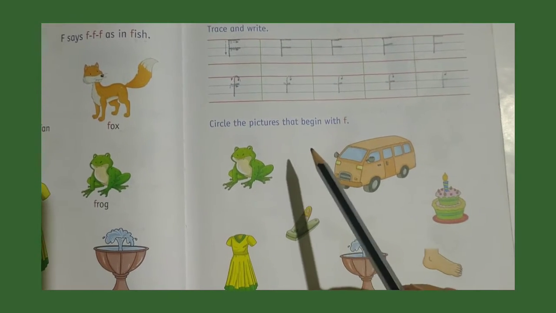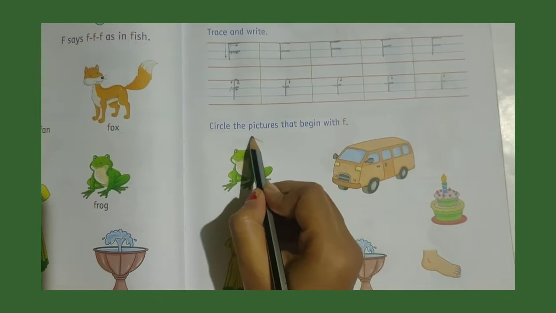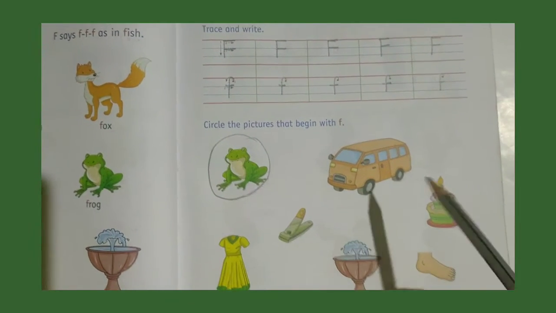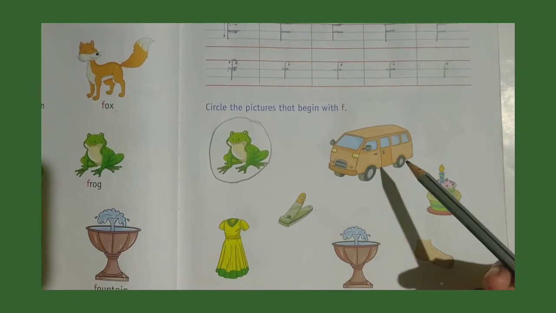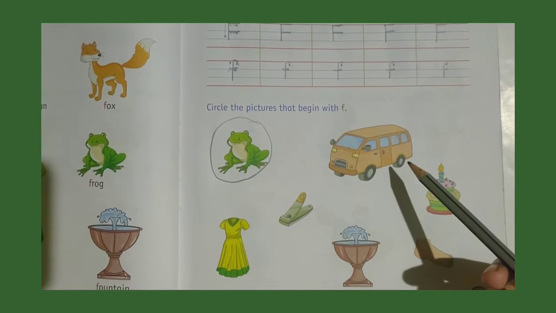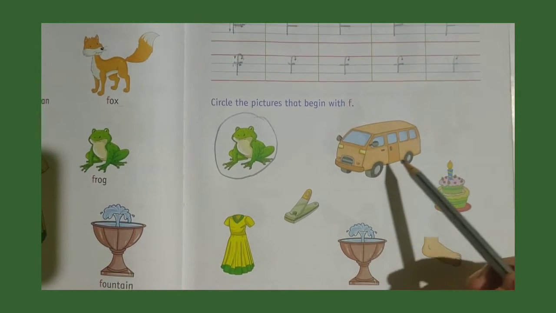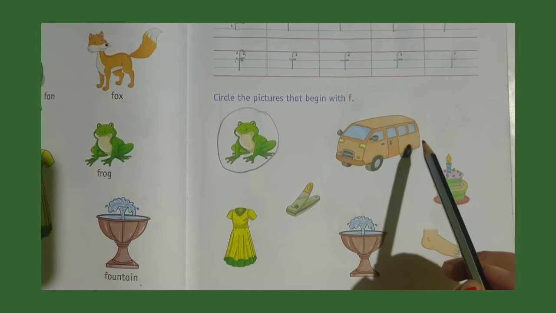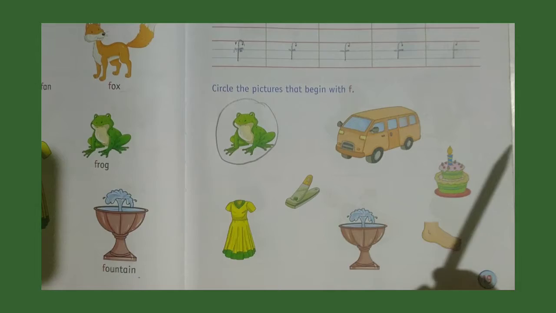So what we have to do? We have to circle the picture of a frog. Here you can see the next picture is van. Yes, V-A-N, van. So van is not starting with the letter F. That's why we don't circle the picture of a van.